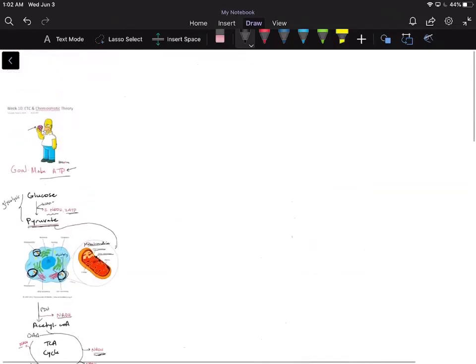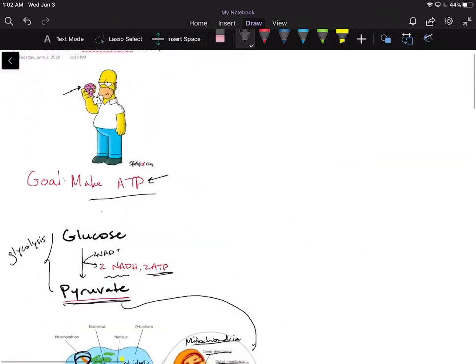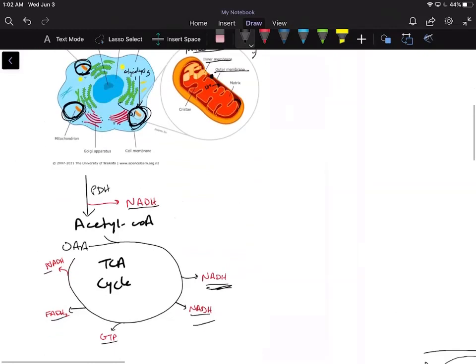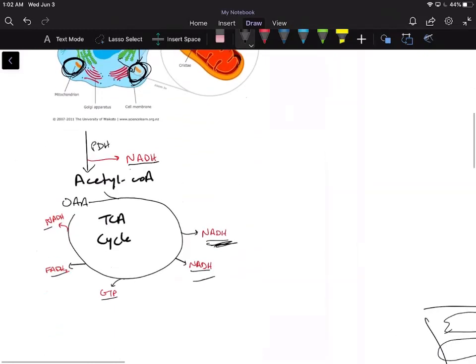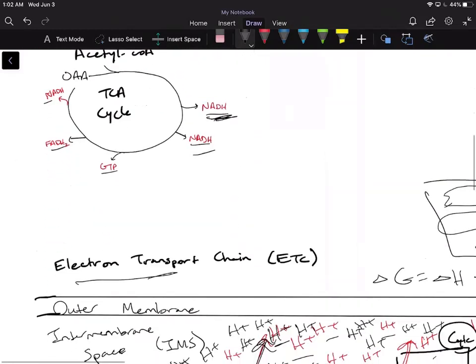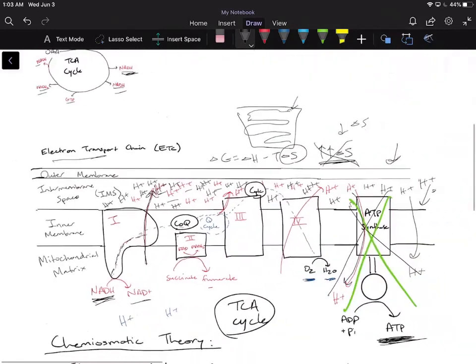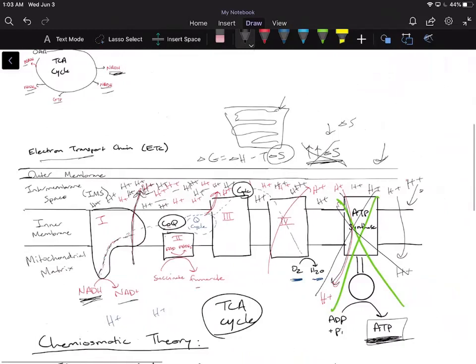And again, our goal was to make ATP. Now we saw that we're going to take those NADH molecules made in glycolysis, and same thing with the TCA cycle and PDH, and same thing for FADH2, into the complexes of the electron transport chain and ultimately create ATP, which was our goal, and that's why we can continue to live.